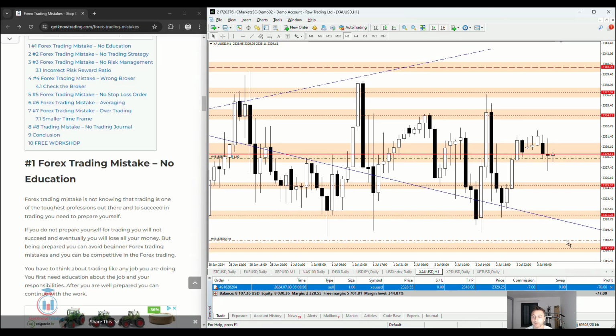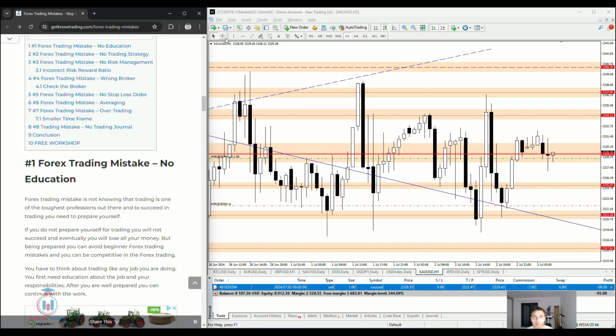If you have a take profit level, when the price reaches this level here, it will automatically close this order with this profit. Then you have another mistake, which is averaging, which means you are trying to open more trades to be on the average.